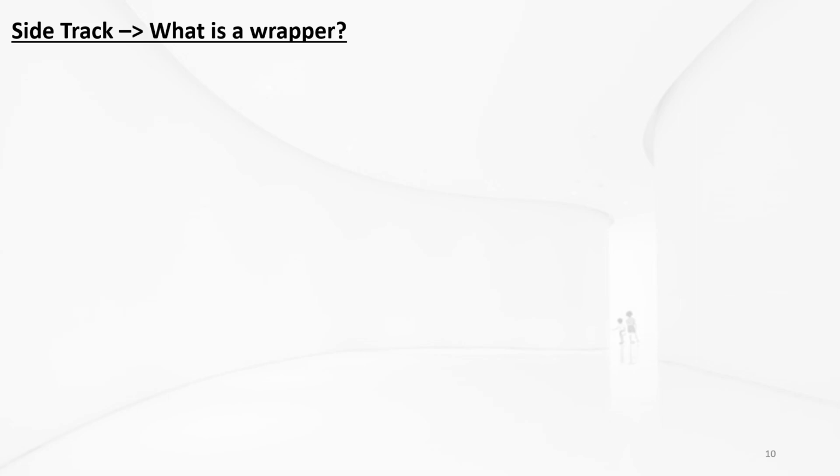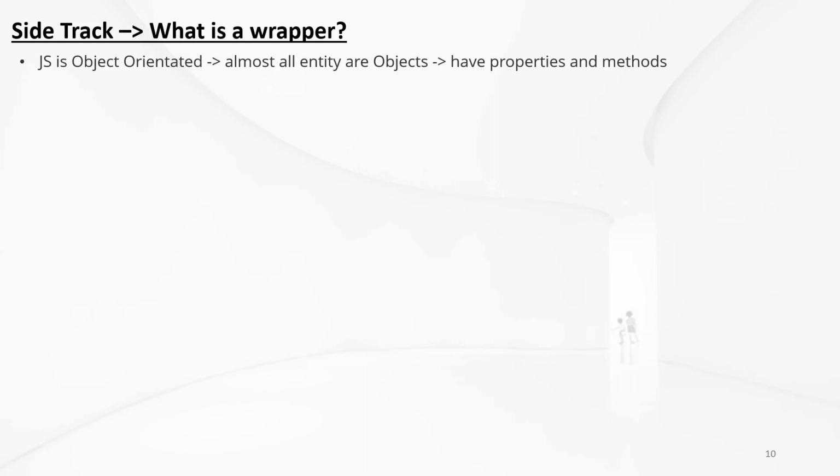Okay, so to sidetrack, before we proceed to further discussion on Spring 3 development, I would like to introduce a bit on wrapper. Back to the fundamentals, JavaScript is object oriented, and that means that almost everything is an object. So being an object, it will have its own properties and methods.